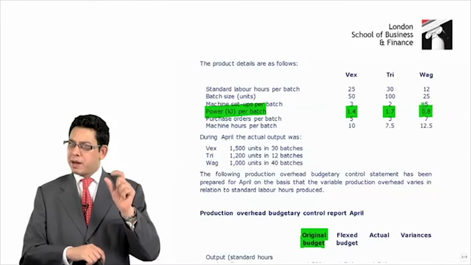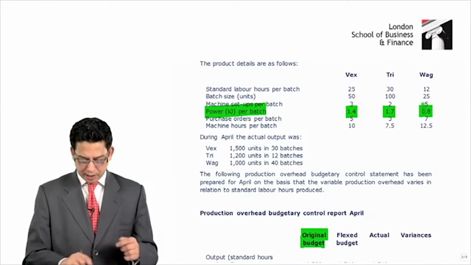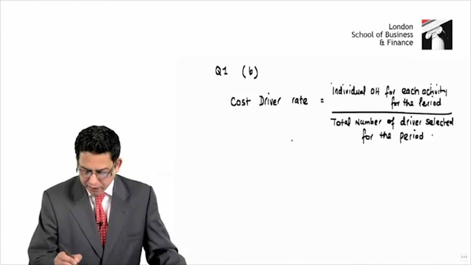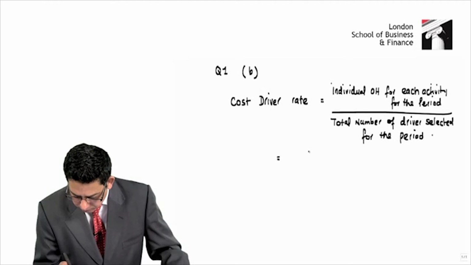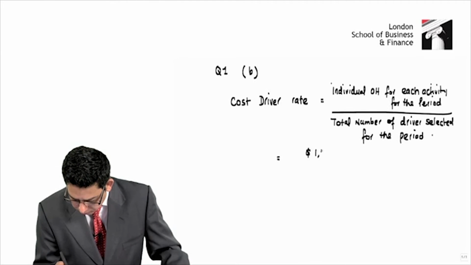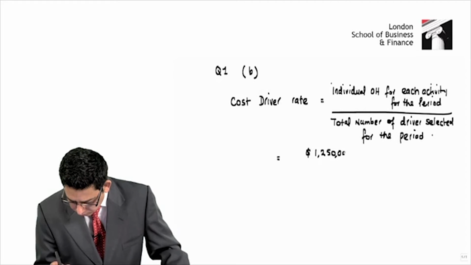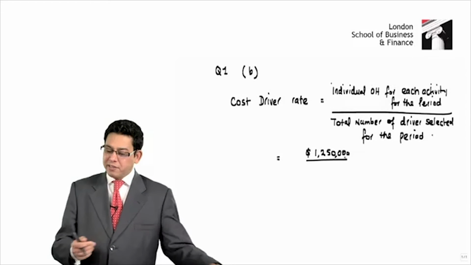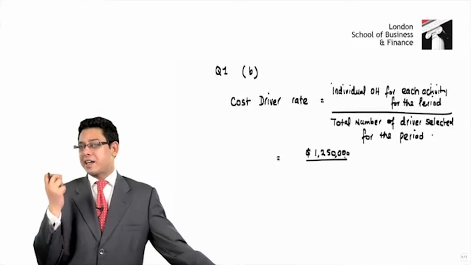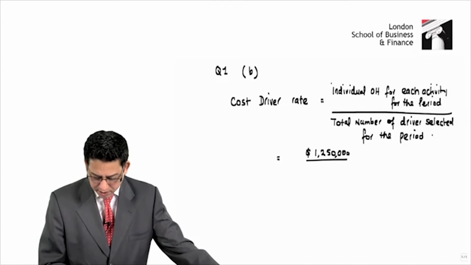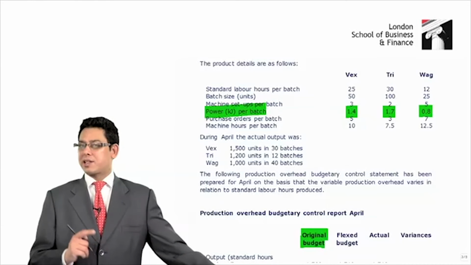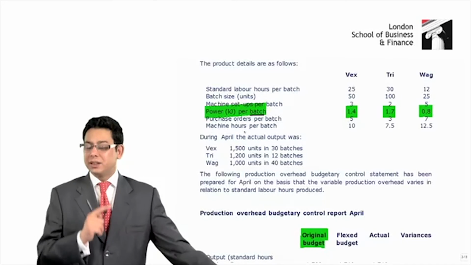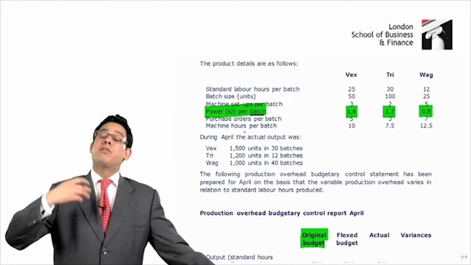Okay, now again go back to the formula. What does it say? Total overhead cost for individual activity, which is 1,250,000. Or if you fancy, you can ignore 3 zeros if you like. Divided by the total number of cost drivers selected for the period. Now, how have they given us the cost drivers? They haven't given us cost drivers for the period. They had given us cost driver per batch, and we've got to convert them for the year.